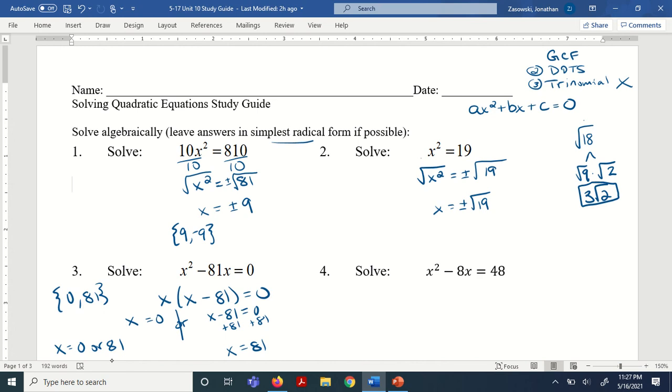Okay, the fourth one here. x squared minus 8x equals 48. So once again, it's quadratic. I have the linear term, so I can't just take the square root. So I want to get this thing equal to 0 first. So minus 48 to both sides, and then we're going to look to factor.